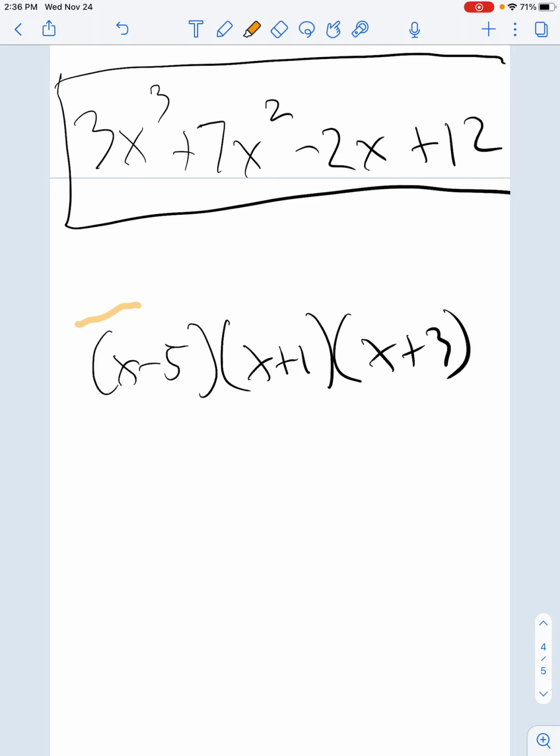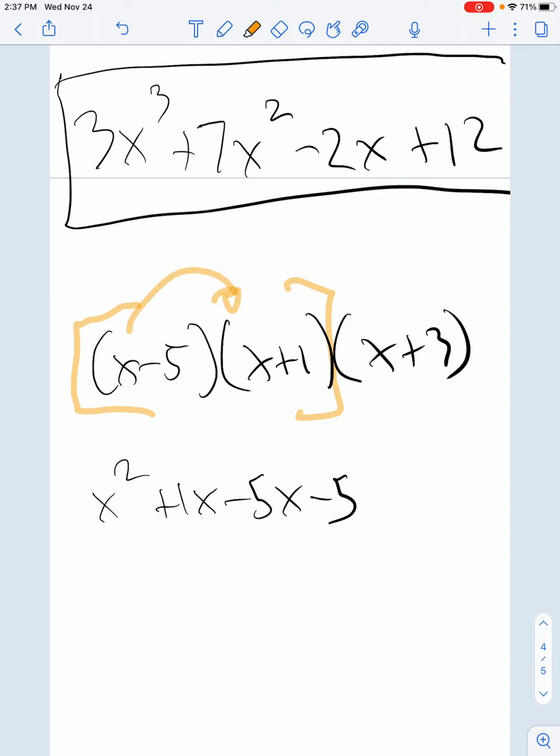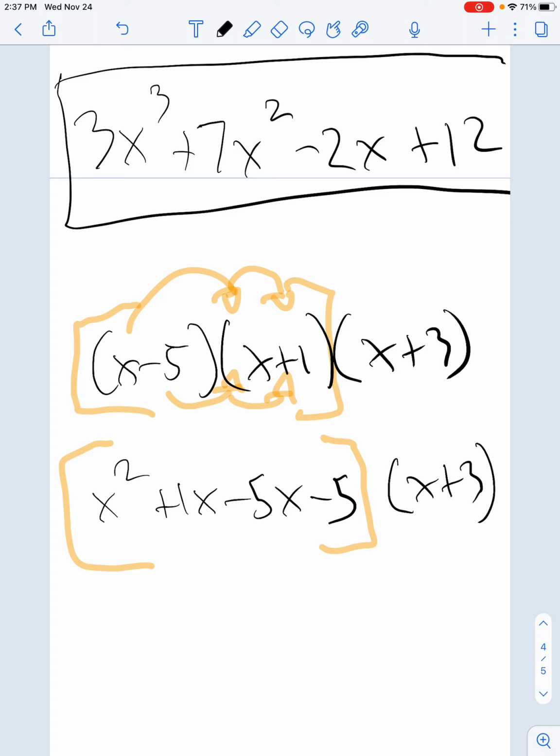Just choose 2 of them first. So let's just choose these 2. And I'm going to keep that x plus 3 on the outside. X times x is x squared. X times 1, 1x, minus 5x, and minus 5. Again, all I did, used my FOIL method to multiply these, and I still have this on the outside with x plus 3 here.